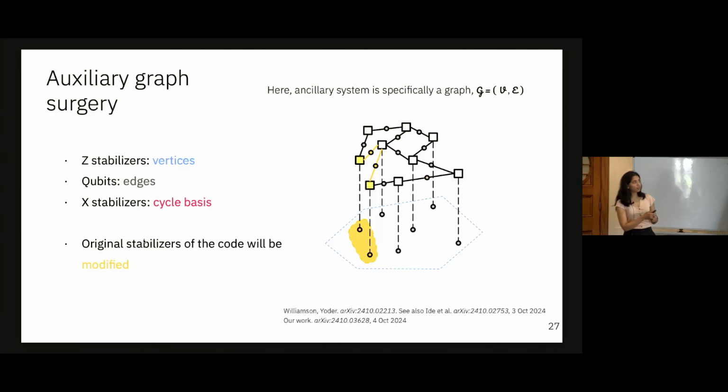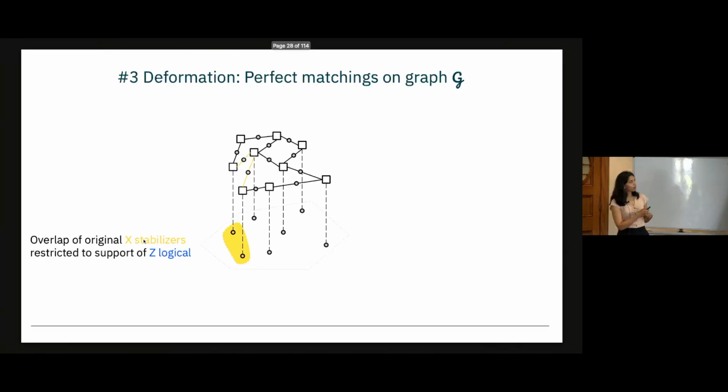And one more thing that happens is that the original code stabilizers will be modified. They don't stay the same because we've introduced all of these new stabilizers and qubits, and we want to make sure the whole group of stabilizers is abelian. So we need to make sure that all stabilizers of the code commute with the new checks. So let me first talk about the deformation of this code.